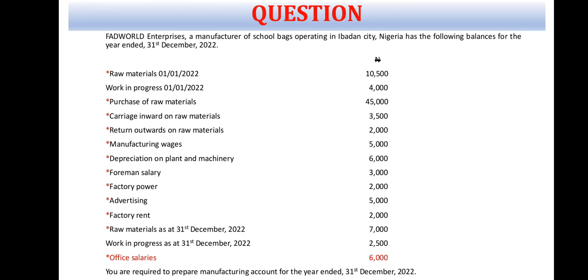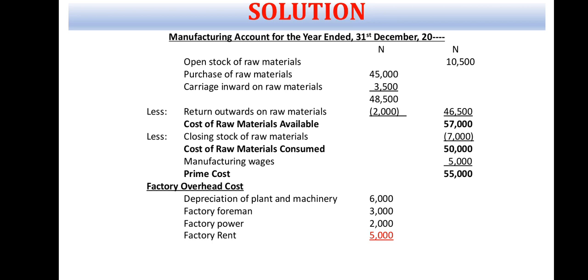So we go back, we close the account, then we add everything together, 6,000 plus 3,000 plus 2,000 plus 5,000 naira. If we add everything together, it's going to give us 16,000 naira. So we have our prime cost, we have our factory overhead. Then the next thing, if you remember, I said plus net work in progress. So the next thing is that we should add opening work in progress and subtract closing work in progress.